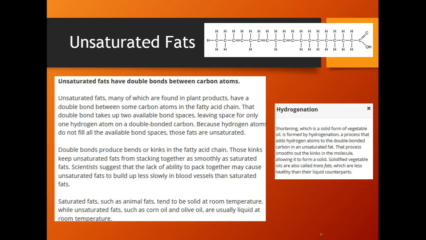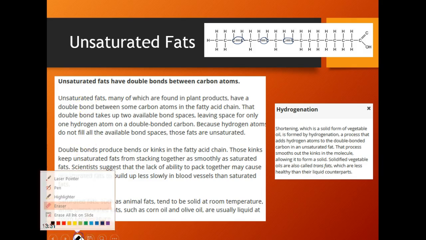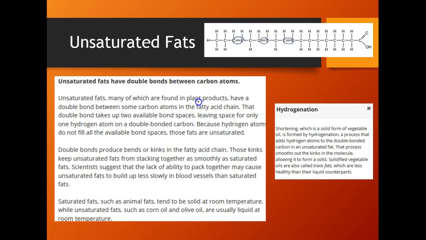Unsaturated fats are different because they have double bonds between carbon atoms. So these unsaturated fats are found mainly in plant products and have double bonds between these carbon atoms like we saw up here. Because these double bonds take up 2 available spaces, there's only one hydrogen atom that's available.